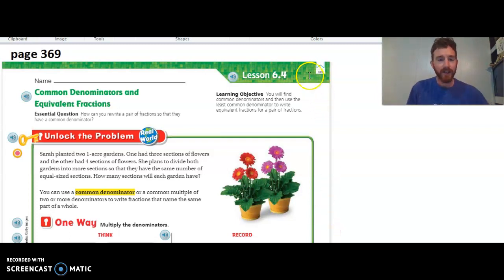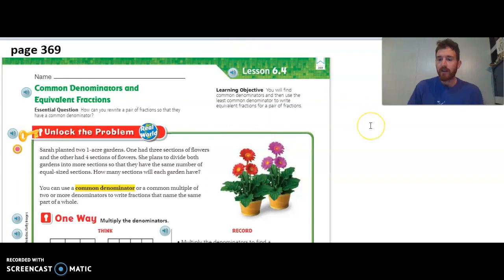Hopefully you did a good job getting through the submission for the last lesson, which was about estimating fraction sums and differences using those benchmarks, getting us comfortable with the visuals and using the number lines.